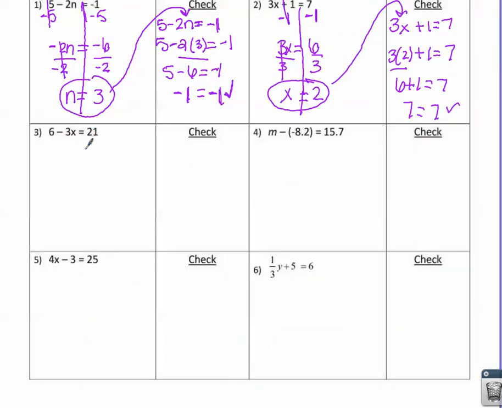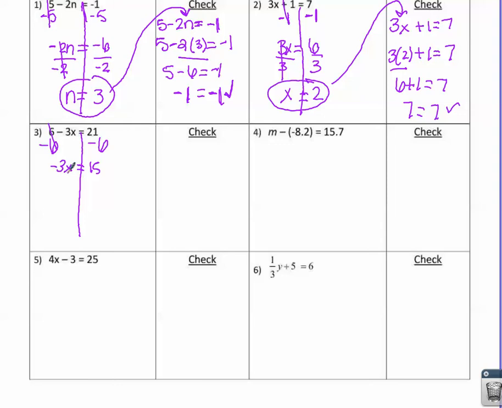Let's try a couple more. Number 3, draw your line. Your variable's on the left side, so you want to move your constant on the left side of the equal sign, which is a positive 6. The inverse of a positive 6 is a negative 6. What you do to one side, you must do to the other. Bring down what's remaining, which is a negative 3x equals, and 21 minus 6 is 15.